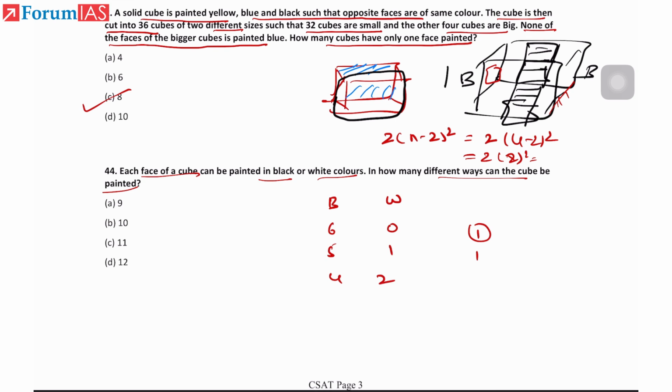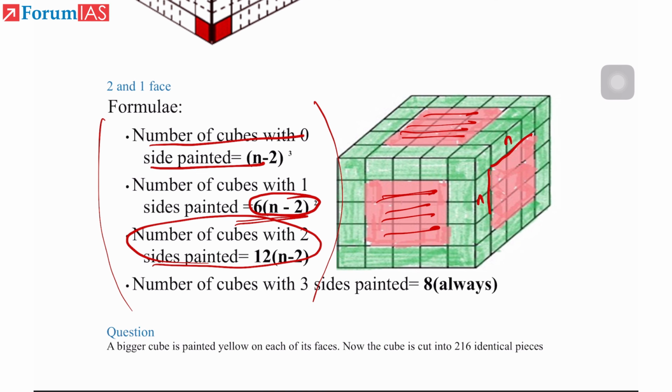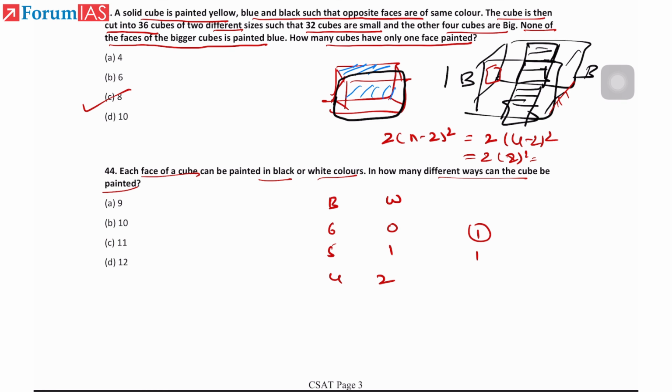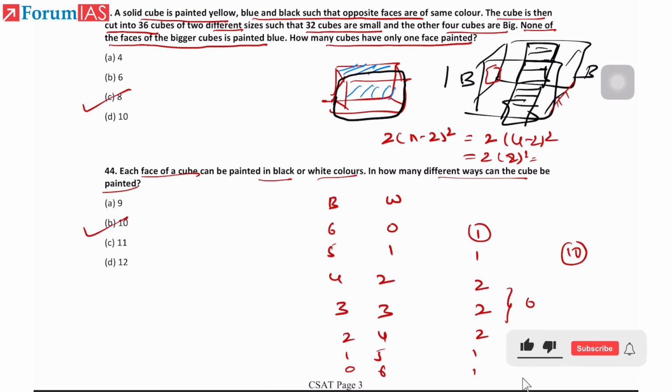4 and 2. What this means is that if this is my cube, 4 sides are black and 2 sides are white. There are two combinations here. These two adjacent faces can be white, or the opposite faces can be white. Those are the two possible combinations. So over here we'll get two possible combinations. Similarly for 3 and 3, we'll get two possible combinations. Again 2 and 4, two possible combinations. 1 and 5, one combination. 0 and 6, one combination. We'll get a total of 10 possible combinations. So the answer for this is 10.